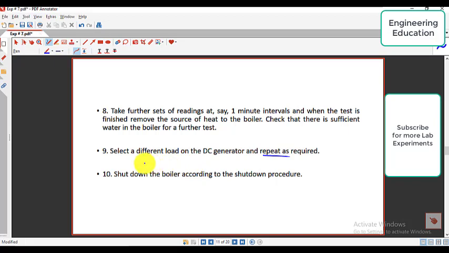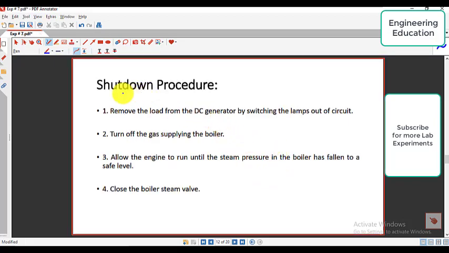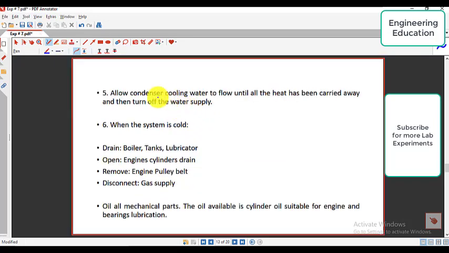When the experiment is performed, shut down the boiler according to the shutdown procedure mentioned here. The shutdown procedure is: first, remove the load from the DC generator by switching the lamps out of the circuit. Turn off the gas supply which is coming to the boiler. Allow the engine to run until the steam pressure in the boiler has fallen to a safe level. Close the boiler steam valve. So this is the shutdown procedure.